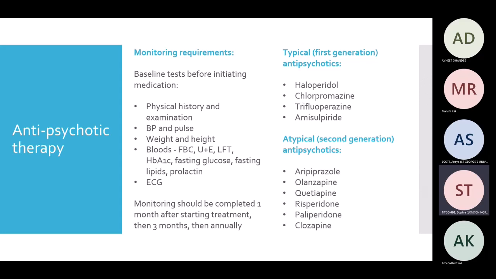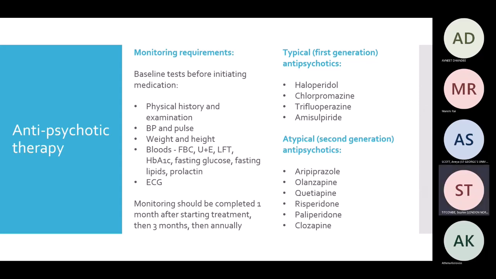Dependent upon which antipsychotic you're looking at probably depends exactly what monitoring requirements you have. But generally the things that we're going to do are our physical history and examination. We want a blood pressure and pulse, weight and height, a selection of blood tests, and then our ECG, as we have already mentioned. With antipsychotic therapy, it's generally thought that monitoring should happen around 1 month after starting treatment. We then want to check in with our monitoring around 3 months, and after that it can be done annually. That's for most antipsychotics. There are some exceptions which we'll come on to talk about a little bit later, but generally the BNF is your go-to guide for the exact monitoring requirements for whichever antipsychotic a patient might be on.